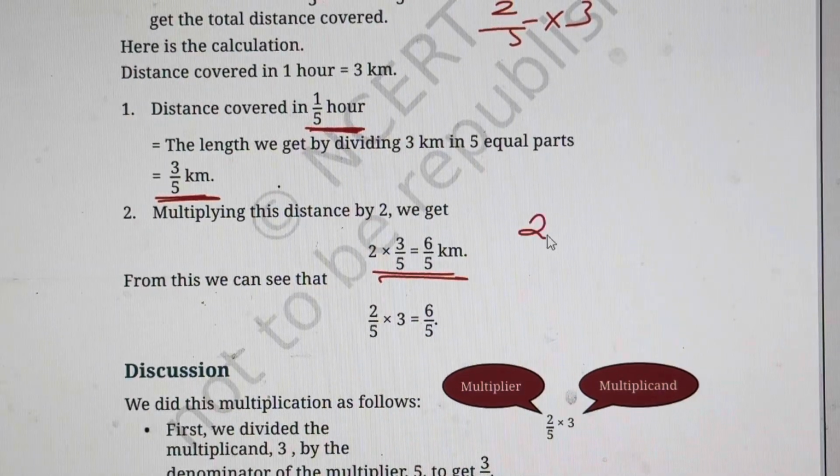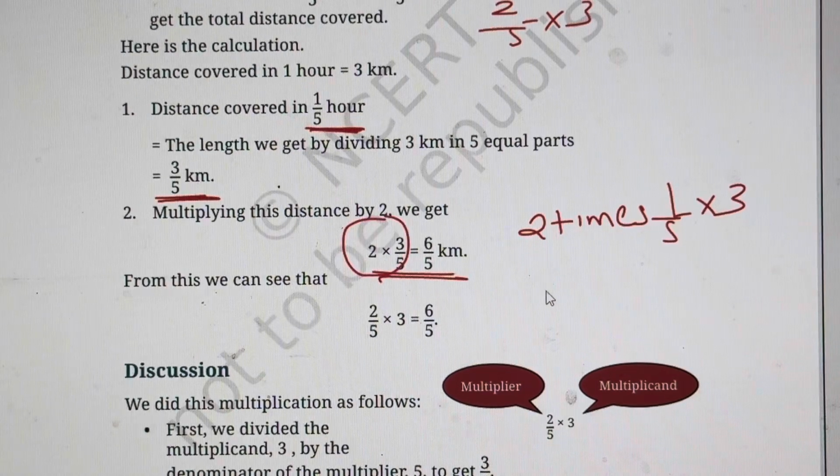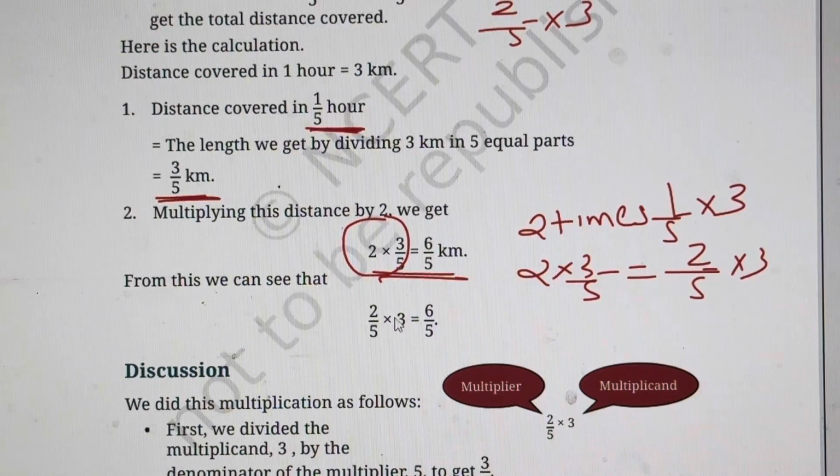Right, 2 times 1 upon 5 multiplied by 3. Whichever way you do, you'll get the same answer, whether you do 2 into 3 upon 5 or you do 2 upon 5 into 3. Because this is 3 kilometers, the answer will be 6 upon 5 kilometers. That much distance will be covered.